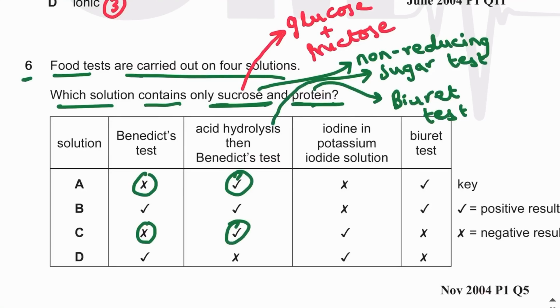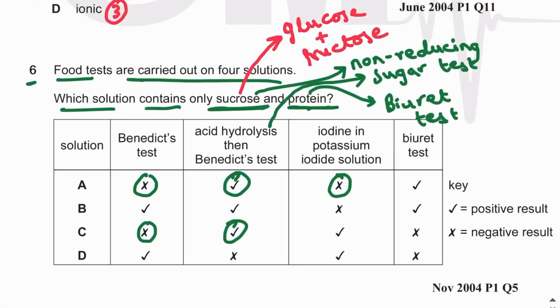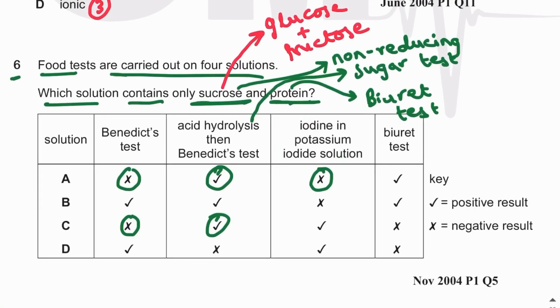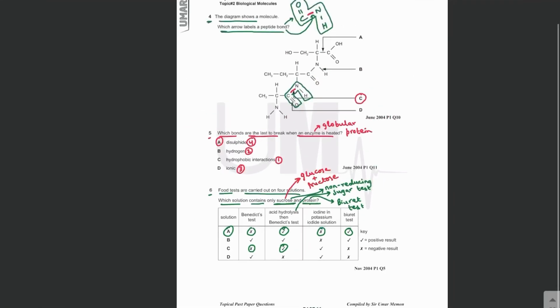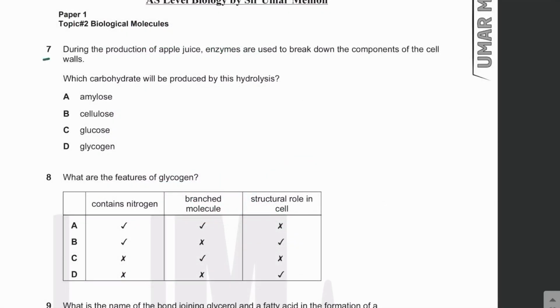If we carry out the iodine test, or if we add iodine in potassium iodide solution, the result will be negative because starch is absent. This test is for the starch. And if we carry out the biuret test, it will be positive because proteins are present. So guys, the answer will be A. Let's move on to MCQ number 7.